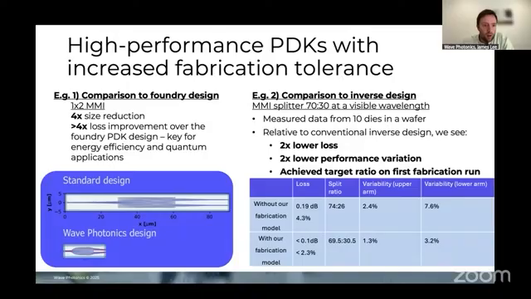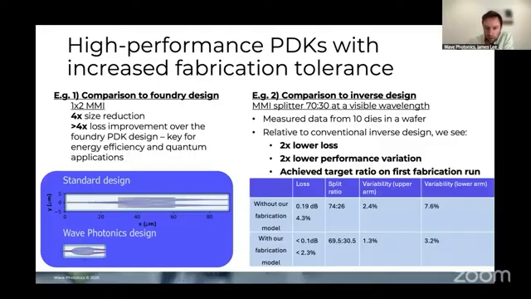The nice thing is it works. Here are two examples. One is comparing a simple MMI design to the foundry design. In this case, you see a 4 times performance improvement and a 4 times size reduction. But maybe the more important comparison is comparing these designs to designs done via conventional inverse design. On the right-hand side, this is a comparison between inverse design and our design approach, measured data on the same chips, on the same wafers. The devices are right next to each other.